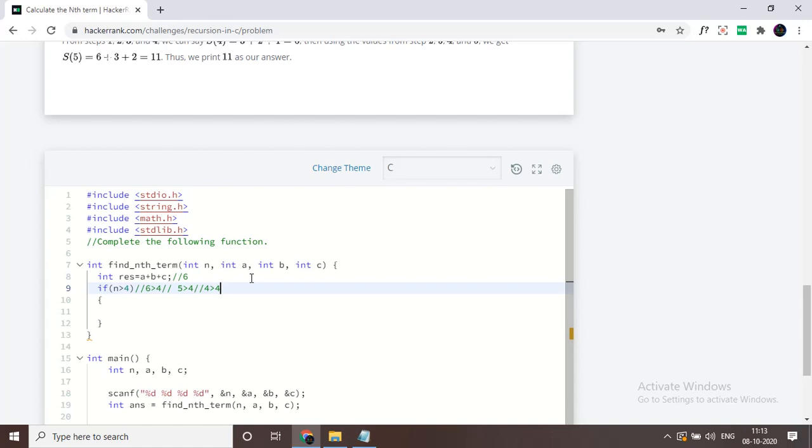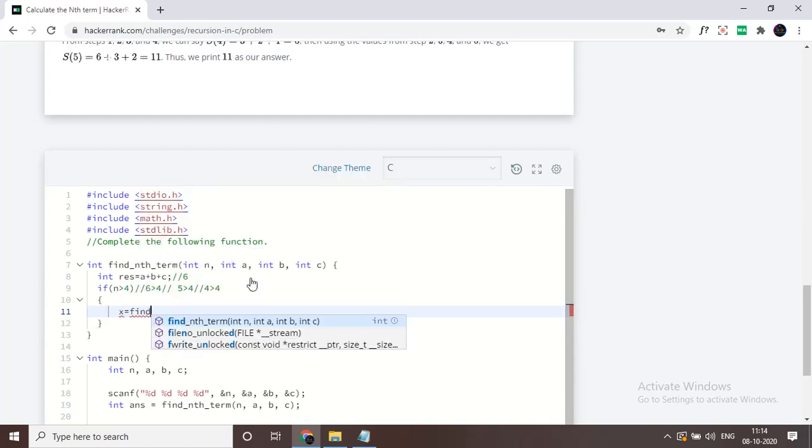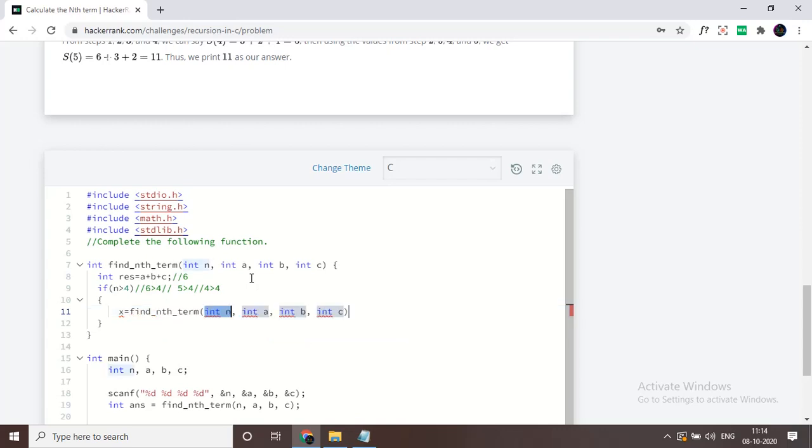That means I am going to decrement the n up to the fourth digit. I am going to take n is greater than 4. Then I am going to find x is equal to find nth term of n. What is n? I am going to decrement it and I have to pass the n value. I am going to pass here a value, but instead of a value, this is going to be b value and this is going to be c value.